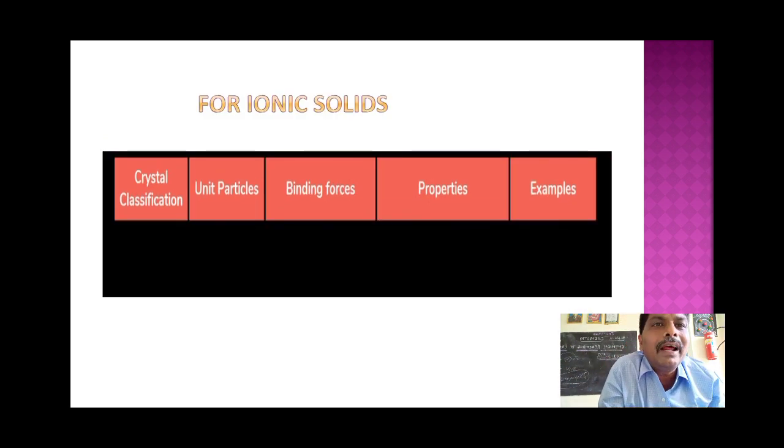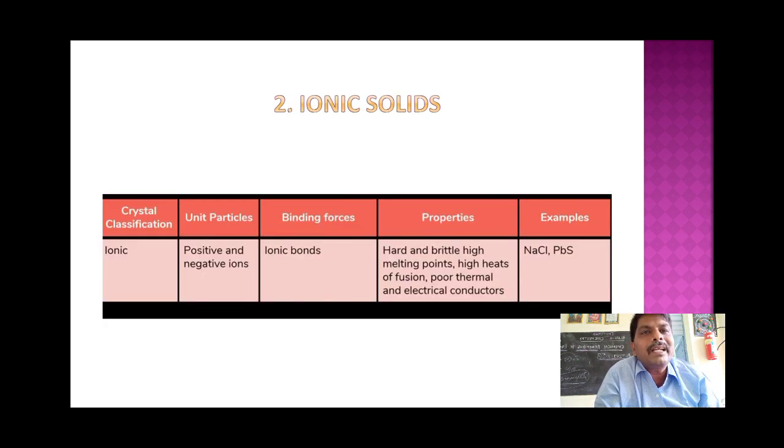Now try to fill this table for the second type of solids, ionic solids. Just recollect what I explained for ionic solids. What are the particles they contain? Ions, oppositely charged ions: positive ion and negative ion. What is the binding force?